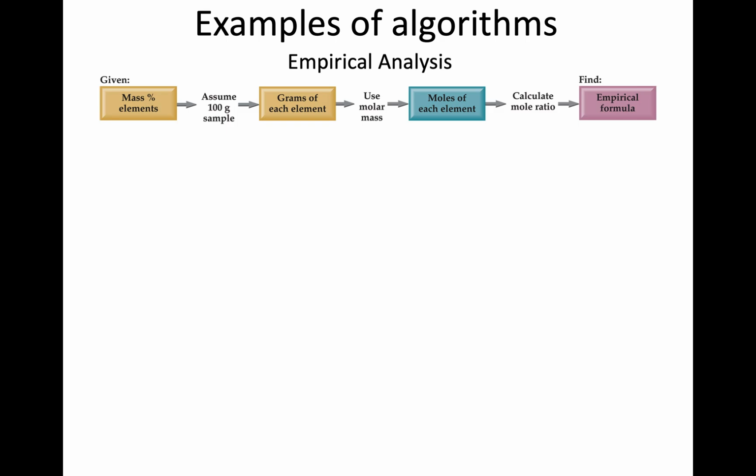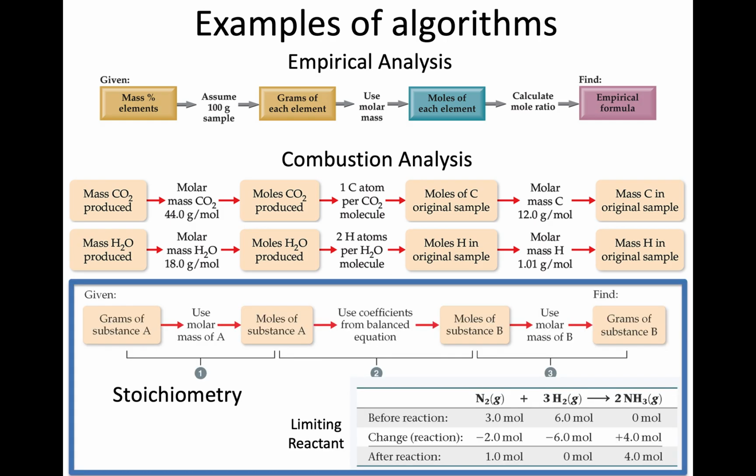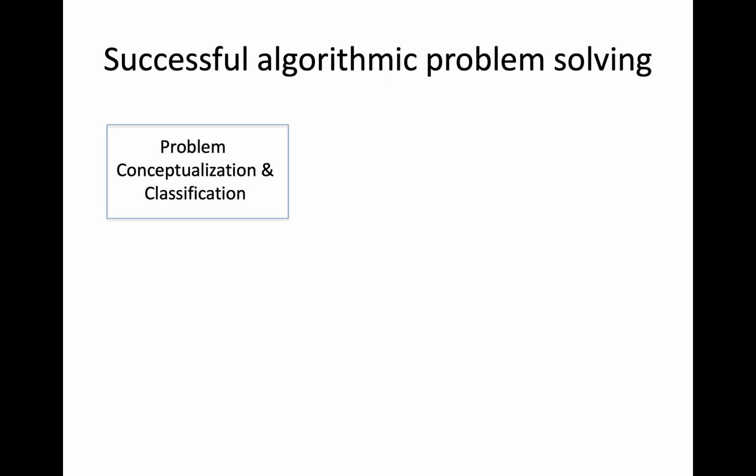Examples of algorithms that we find within Chapter 3: here are progressions where a plan is being given that the student can follow. If you have a plan that can be given to follow, then it's algorithmic. Empirical analysis would be an example. Combustion analysis is an example. In terms of stoichiometry, there's a description both for using dimensional analysis or using a BCA table with a limiting reactant. In all of these, there's an algorithm that can be followed.